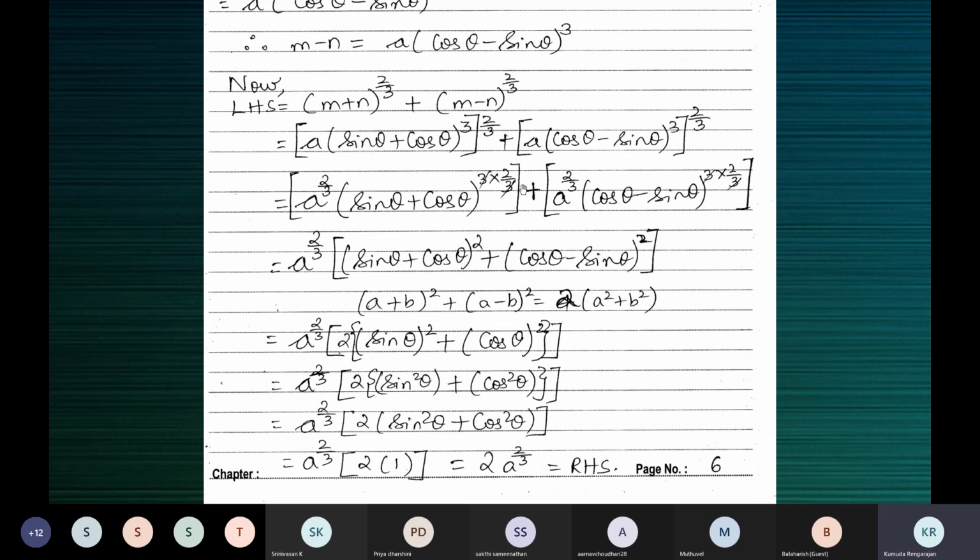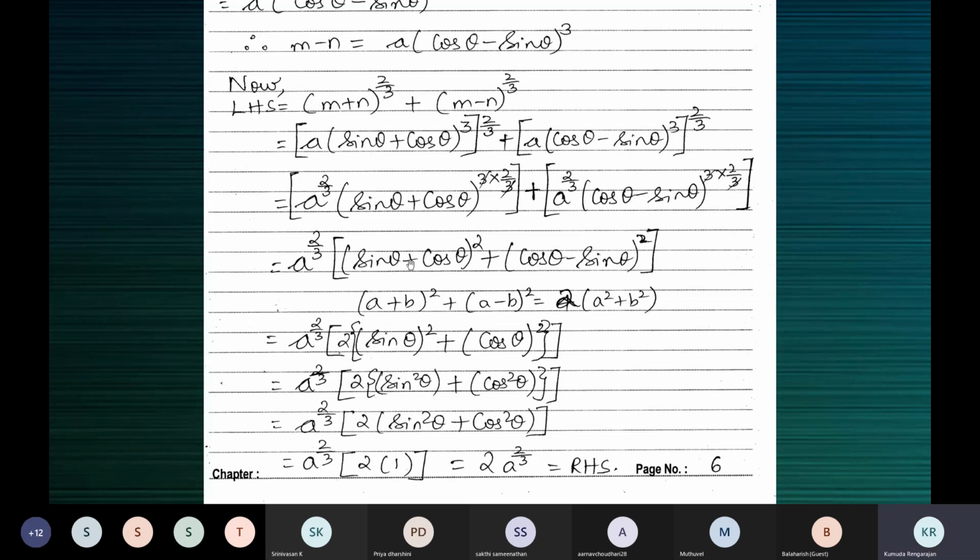So now here 3 gets cancelled. So sine theta plus cos theta the whole square. Here also 3 and 3 cancel out. So cos theta minus sine theta the whole square. In the two brackets, we have a to the power 2 by 3 common. Bring it out. So sine theta plus cos theta whole square, and here cos theta minus sine theta the whole square.